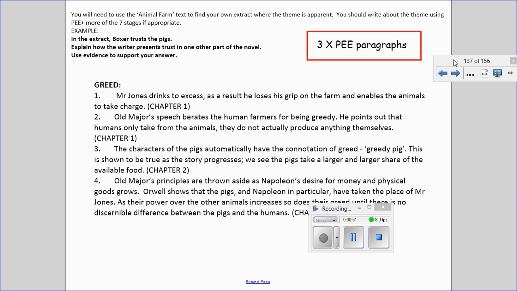For example, it might say, in the extract, Boxer trusts the pigs. Explain how the writer presents trust in one other part of the novel. That means not talking about the extract that's already there for you, but picking your own place where you see that theme. And again, the requirement is for 3 point, evidence, explain paragraphs.